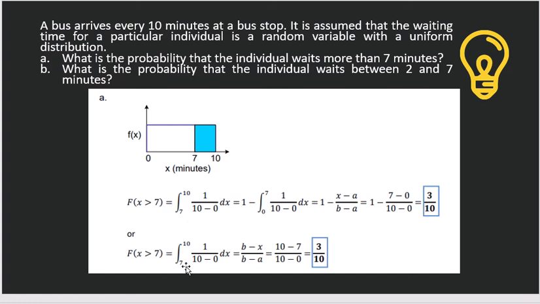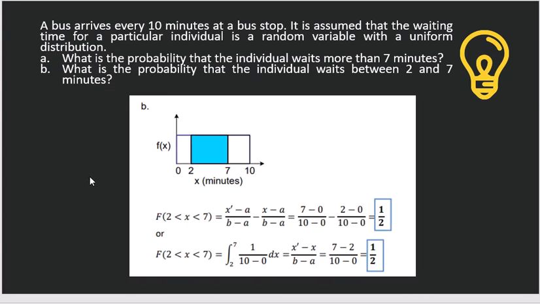Or if you're going to use the function of x greater than 7, 7 will be your initial and 10, so therefore you'll undergo b minus x. So b will be 10 minus x will be 7, so 3 over b minus a equals 10 minus 0, so almost the same as your answer.